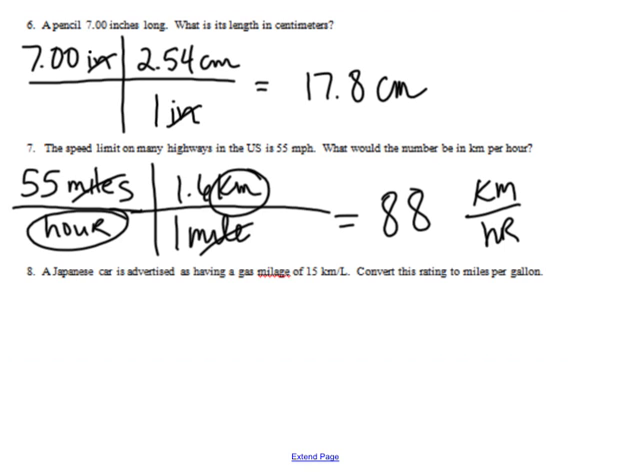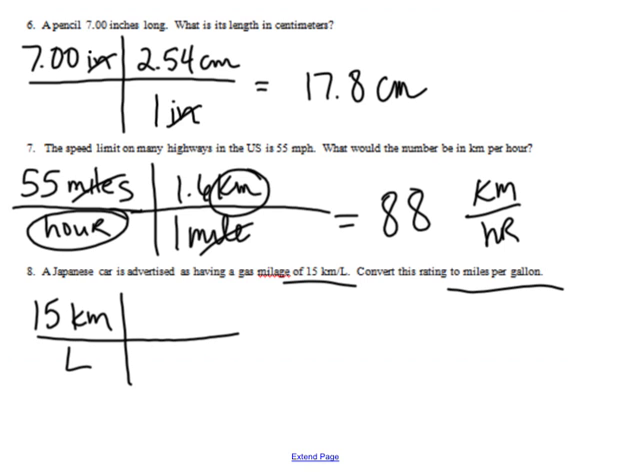Okay. A Japanese car is advertised as having a gas mileage of 15 kilometers per liter. Convert this to miles per gallon. So yeah, in America we have miles per gallon. So I don't know if that's a good mileage or not. 15 doesn't sound like very good. So let's see what we really get and see if it's a car we want to buy. So we have 15 kilometers per liter. All right. The difference between this problem and the previous one is not only do we have to change kilometers to miles, we also have to change liters per gallon.